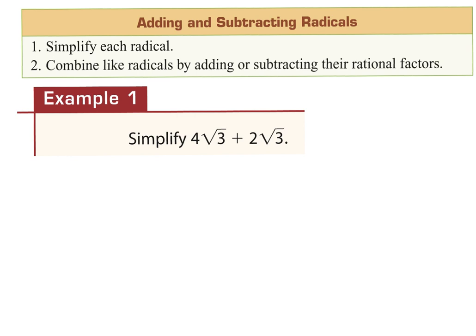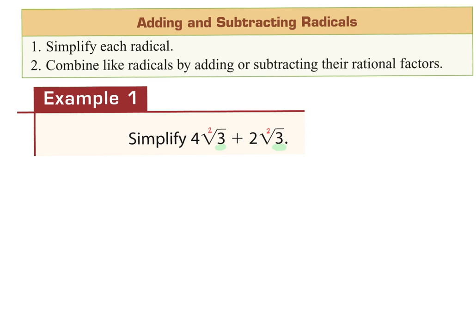So if I look at this first one, 4 square root of 3 and 2 square root of 3, those are as simple as it gets. 3 is a prime number. I cannot take anything out of the root. These are the same radicand. The 3's are the same. And the index, remember if you don't see it, it is a 2. Those are the same.